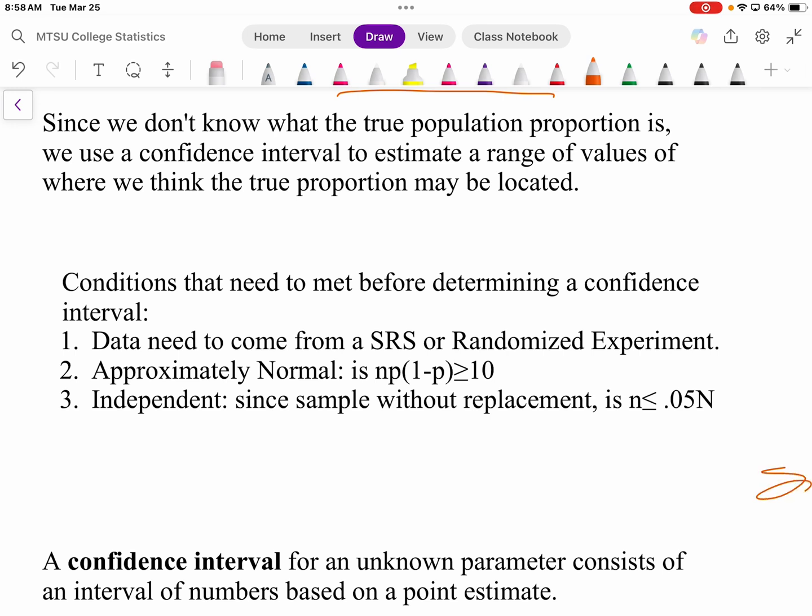And then independence. Since we sample without replacement, we need to make sure that our sample size, which is lowercase n, is less than or equal to 0.05 times the population. Or the other way is 5 times little n, is it less than the population?